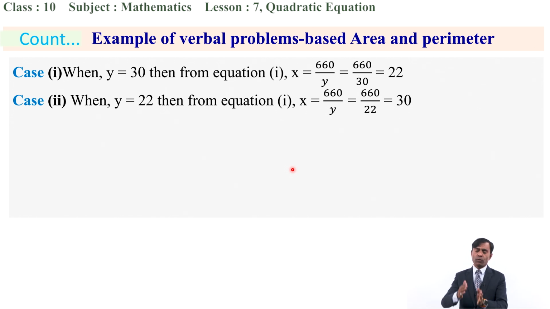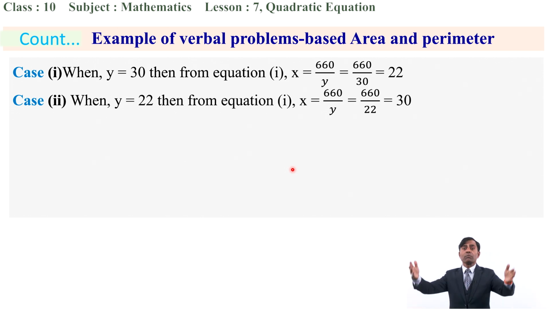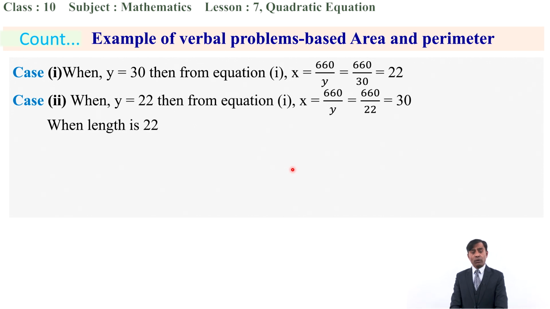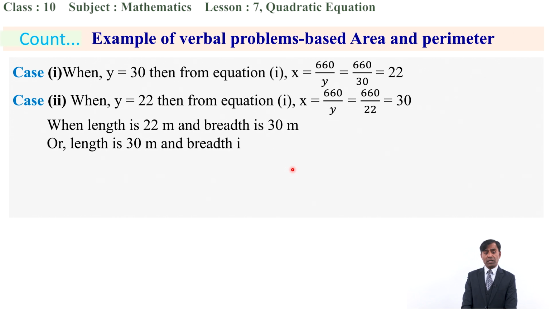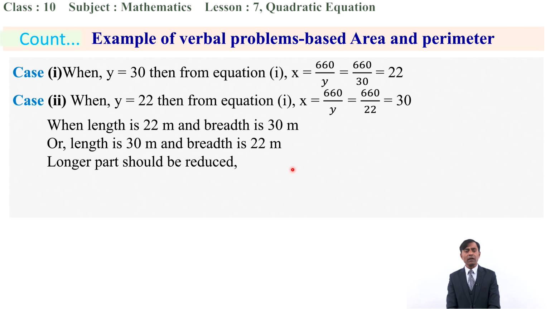So we can consider that when the length is longer, the breadth is shorter, and when the length is shorter, the breadth is longer. When length is 22 meter, breadth is 30 meter. Similarly, when length is 30 meter, breadth is 22 meter. Then what is their difference? It means the longer part should be reduced. In the question, which one, length or breadth, should be reduced, and by how much percentage? That's the question. If breadth is longer, we have to reduce the breadth to make a square. If length is longer, then the length should be reduced to make it a square.